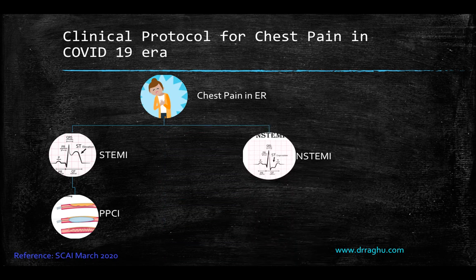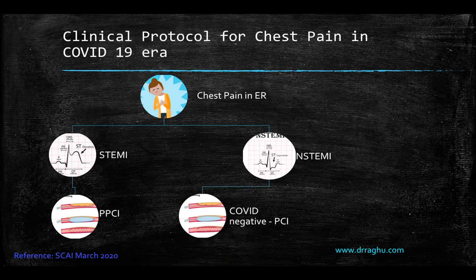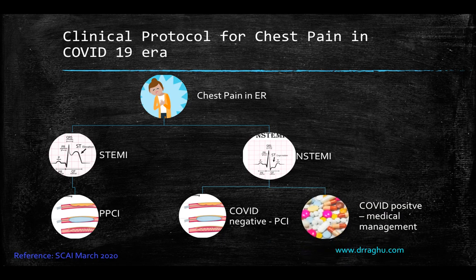If the myocardial infarction is non-ST elevation myocardial infarction, then we must determine the COVID status before we go ahead and perform the procedure. We should perform an angiography and angioplasty if the patient is COVID negative only. If the patient is COVID positive, the preferential management is medical management. But in case the patient has got high risk features for non-ST elevation myocardial infarction, then we should do an angiography and angioplasty wearing full personal protective equipment.